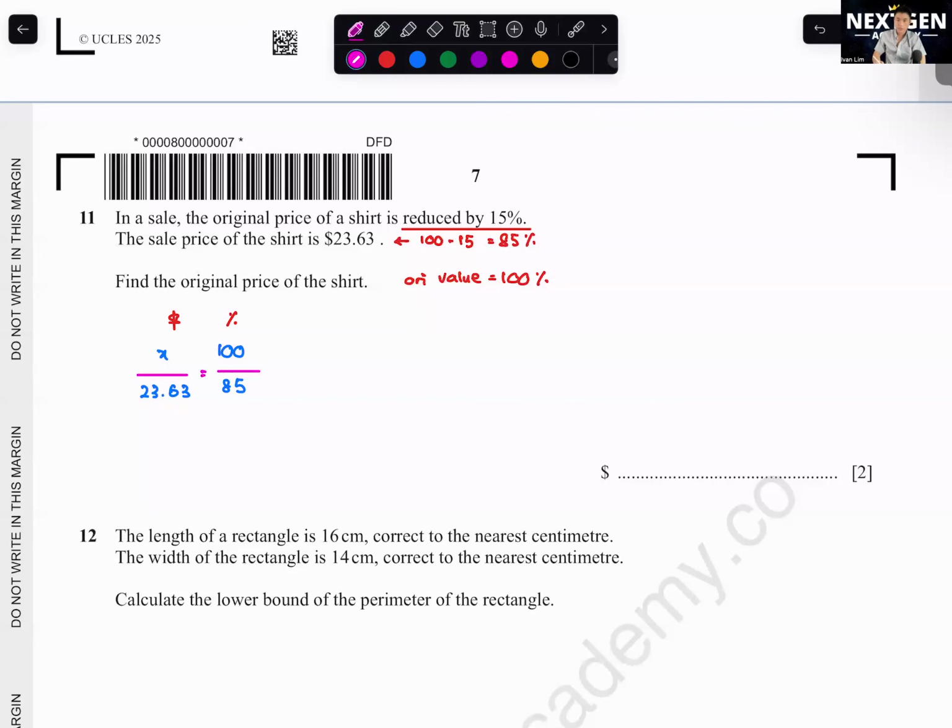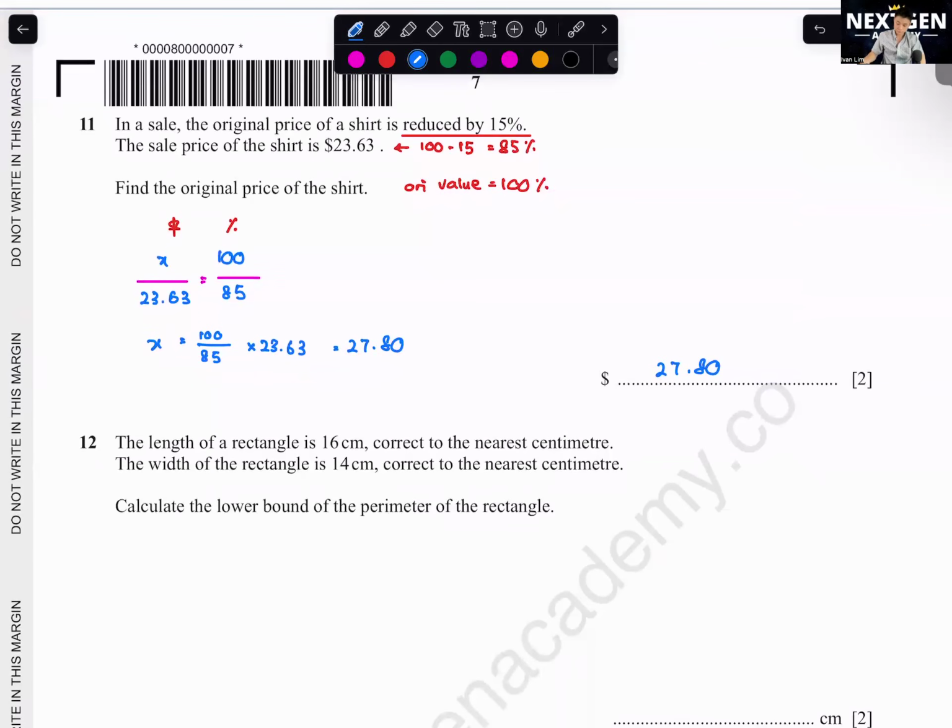So we convert this ratio into like this. Okay, this is actually a proportion, or I call it a fraction equation. Then you just solve from here. 100 over 85 times 23.63. Okay? Type in the calculator. 27.80. Okay, just based on my feedback from a lot of students, I think this one is probably the most straightforward method for most of you here. It's the easiest to understand because this method can be used to solve many different questions.